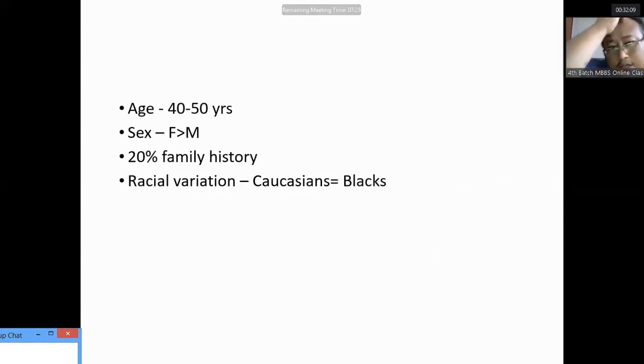Usually, patients are found to be 40 to 50 years old. The majority fall in that average. Female seems to be more affected than male, but not by much. Family history may be present, and there might be a few racial differences, but it's not an established one.